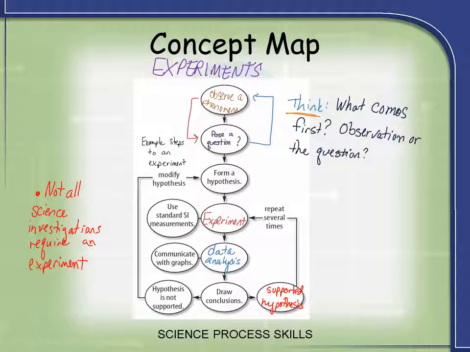These experiments are building a model that represents something in the natural world, and then we can use that to test and see how it reacts with different changes. On the screen is the flowchart from the textbook. Now, we know that not all science investigations require an experiment. And when you go through our list here of steps, such as observing a phenomenon and then posing a question about that, we can think about what comes first, the observation or the question.